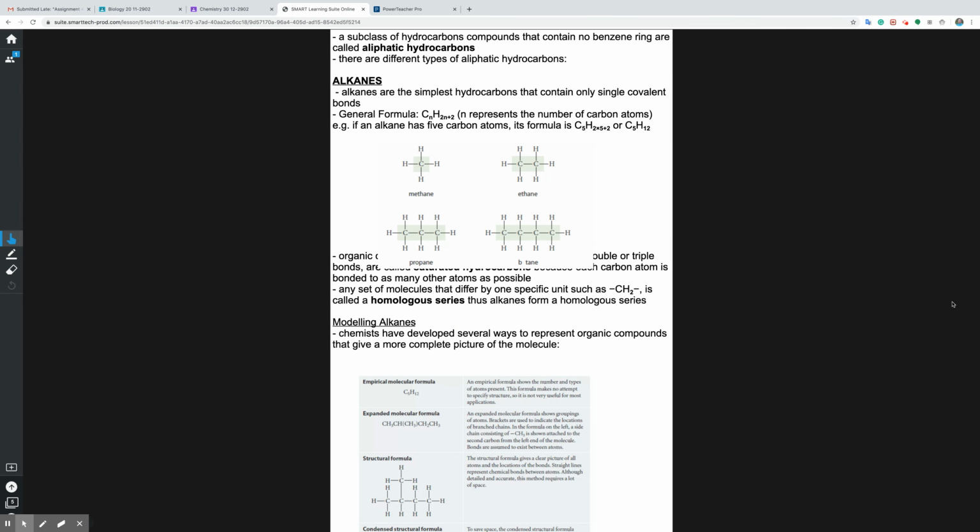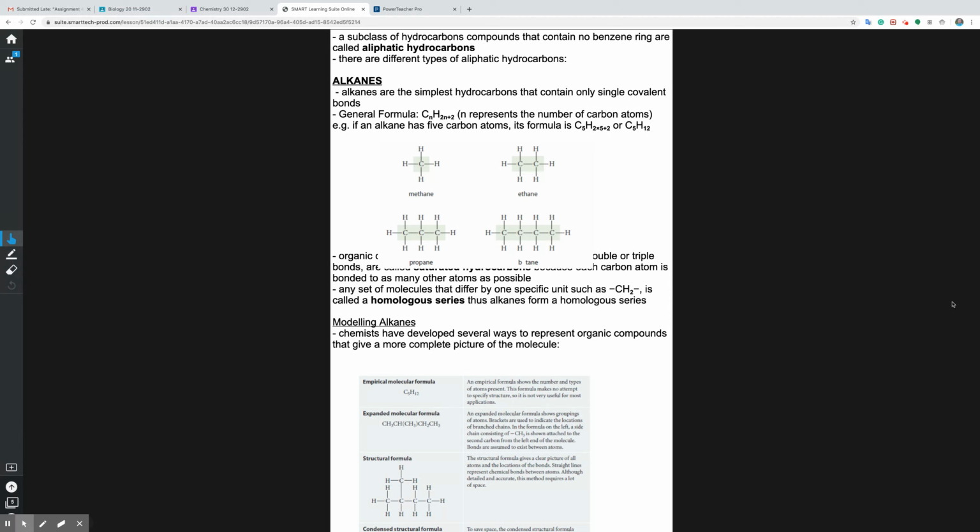Okay, so now looking at our aliphatic hydrocarbons. We're going to look at the three different types. We did these last year. We started with the alkanes. Alkanes are the simplest of the hydrocarbons. They only contain single covalent bonds.